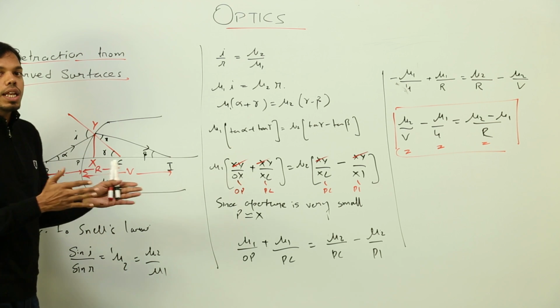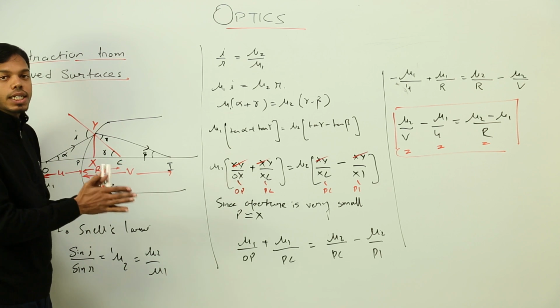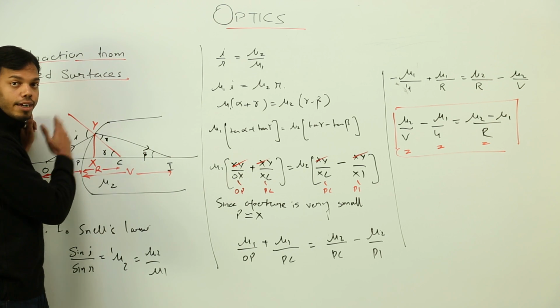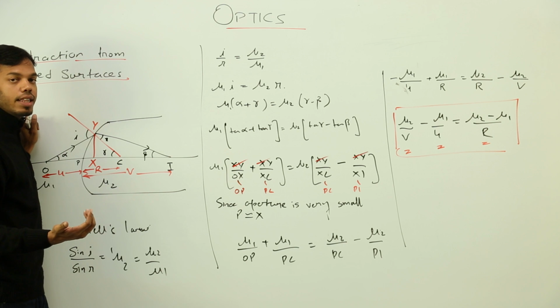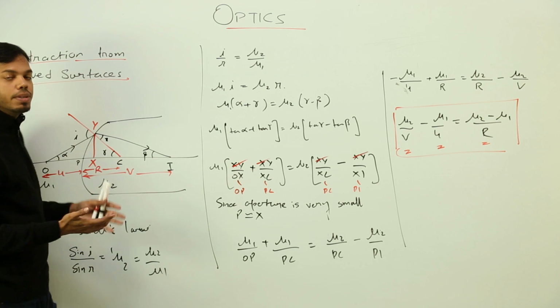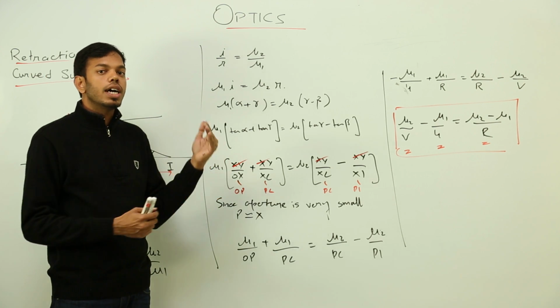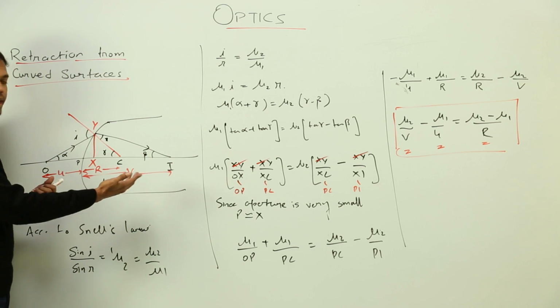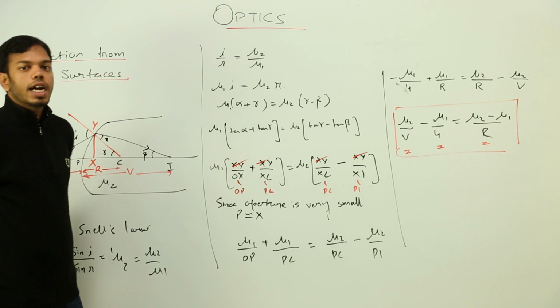Now this last part, when they say the object is placed in rarer medium, that means the derivation is from rarer to denser. And when they say the object is placed in denser medium, the refraction is from denser to rarer medium. So it will be the mu2 to mu1 thing, right? So that is how you have to do such kind of derivations.